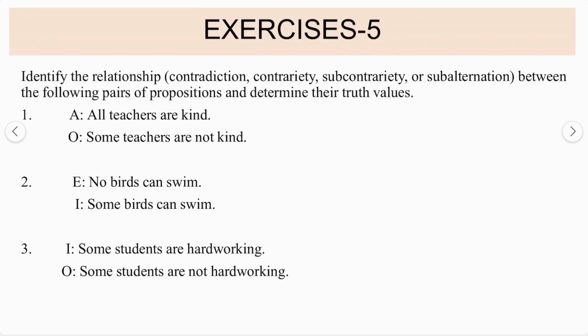So again we have a few more questions. We have to identify the relationship, whether it is contradictory, contrary, subcontrary, or subalternation. So we'll just have to check the relationship. Let's start with the first one, which is the A and O propositions. So again let's draw the diagram. We have the A proposition, the E proposition, I and the O proposition. So between A and O, which relationship will it be? Please answer in the comments and tell me.